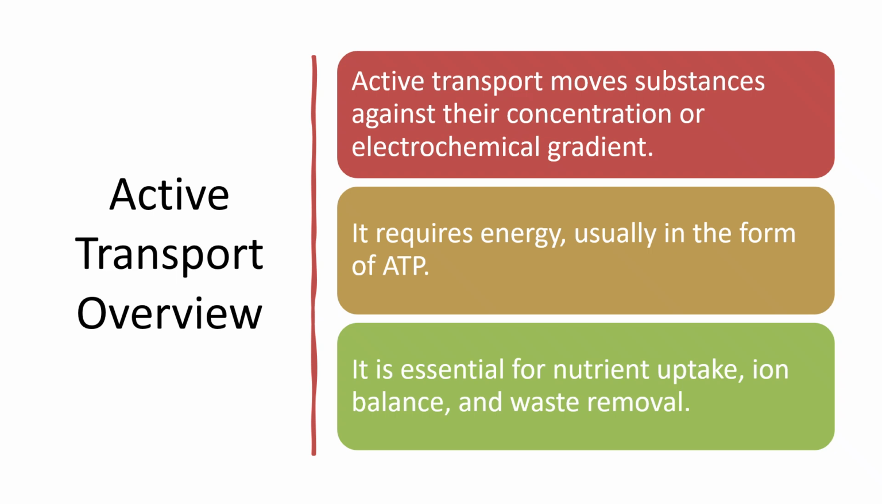Active transport requires energy, usually in the form of ATP, because it moves substances against their concentration gradients. This is especially important in places like the digestive tract or root systems in plants, where cells must absorb nutrients that are more concentrated inside the cell than outside.